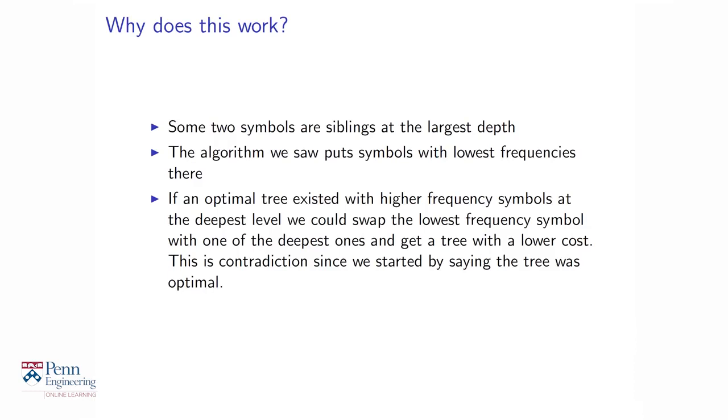So the reason why this is good is basically exactly the exchange property. This greedy choice is a good idea because of the exchange property. If you had another algorithm, an optimal algorithm, that put a symbol with greater frequency at the lowest leaf, then you could exchange it with the symbol with the lower frequency and get a better code. So we will see this example in the next slide. Essentially the idea is that if an optimal tree existed with higher frequency symbols at the deepest level, we could swap the lowest frequency symbol with one of the deepest ones and get a tree with lower cost. This is a contradiction since we started by saying the tree was optimal.